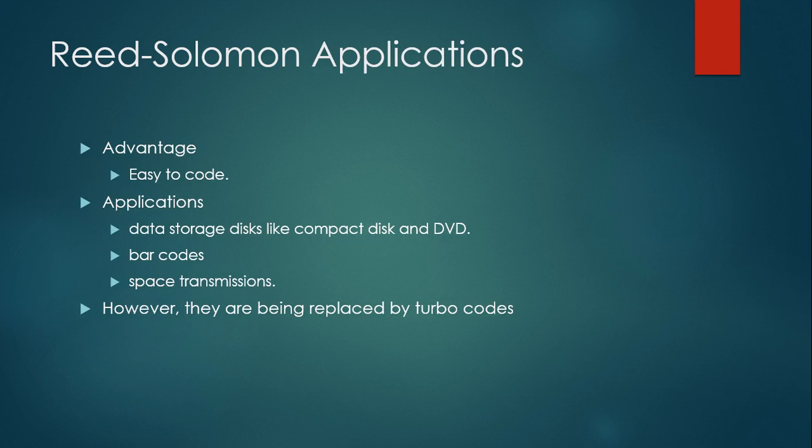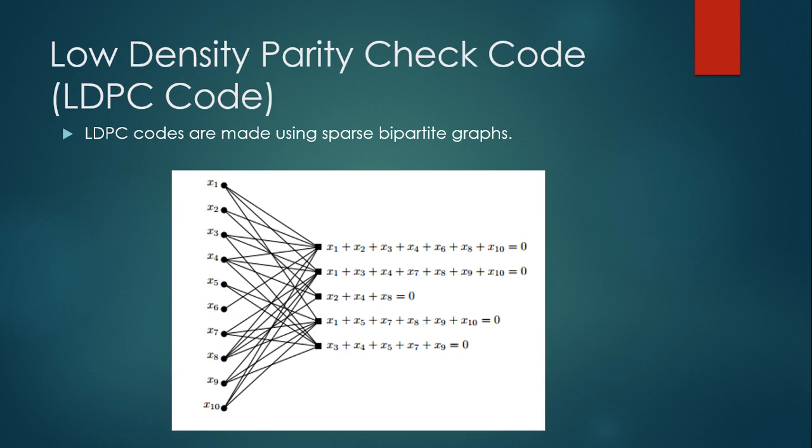The applications of Reed-Solomon codes are generally in data storage disks like compact disc and DVD. They are also used in barcodes and space transmissions. The advantage of Reed-Solomon is that it's very easy to code. However, they are being replaced by turbo codes recently.